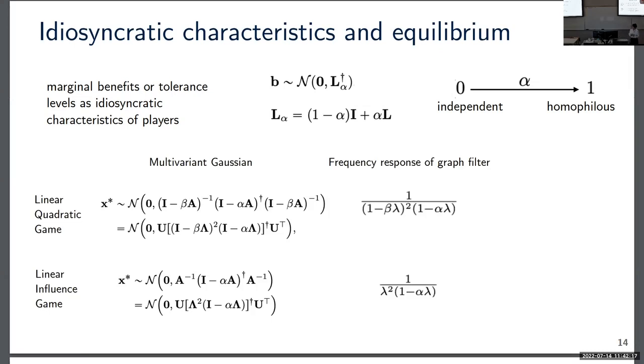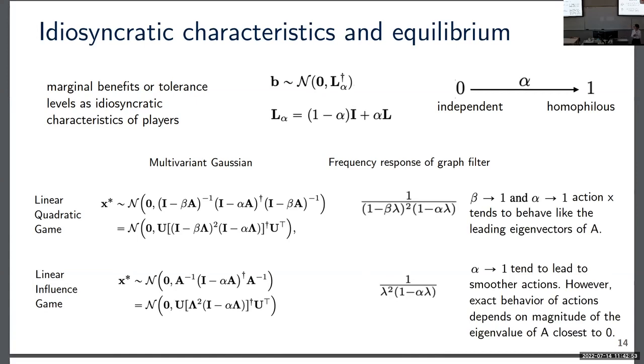Because of the distribution of marginal benefit, we can plug it into the equilibrium action and get the distribution of our observed action. We can model it with a multivariate Gaussian distribution, and the covariance matrix can be interpreted as a graph filter with frequency response in this following way. Recall that alpha captures the smoothness in the idiosyncratic characteristic, and beta in linear quadratic captures the strength of the strategic dependency in the individual's behavior.